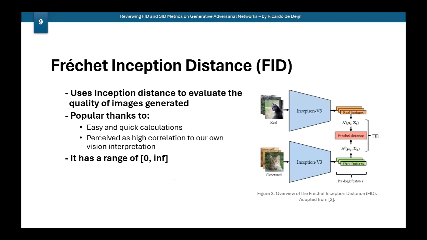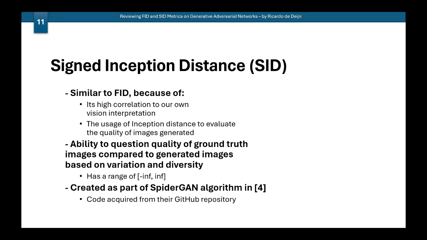And so because of that, we want to have it as low as 0. And the range of the FID is 0 to infinity. So the FID can become as high as possible, but you want to have it as low as possible, so the pictures get better, basically. Then we have SID. This is similar to FID. It measures high correlation to our own vision interpretation, just like FID, and also it uses the inception distance.